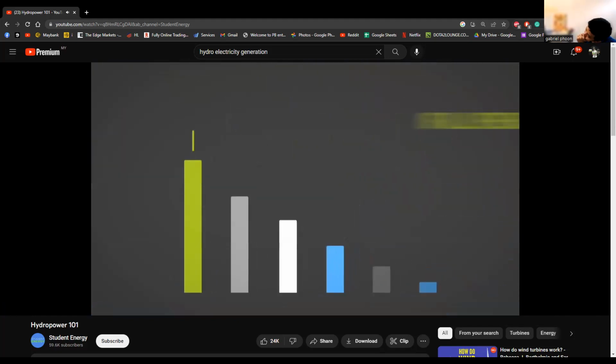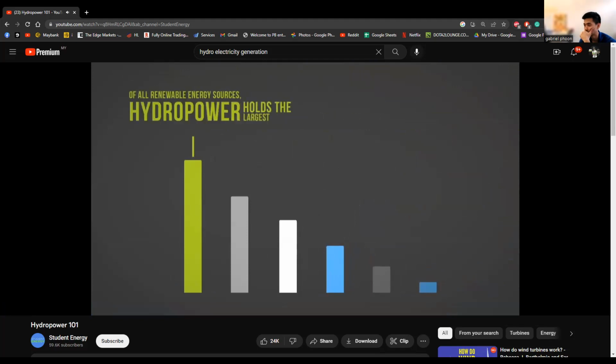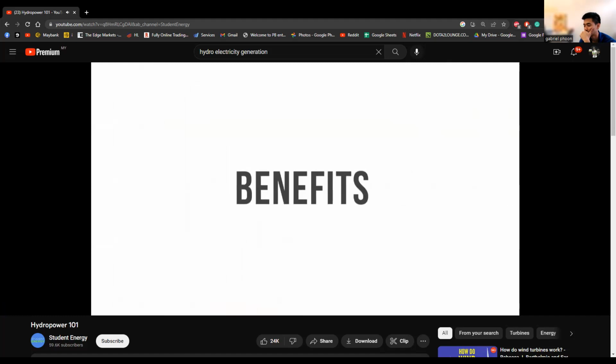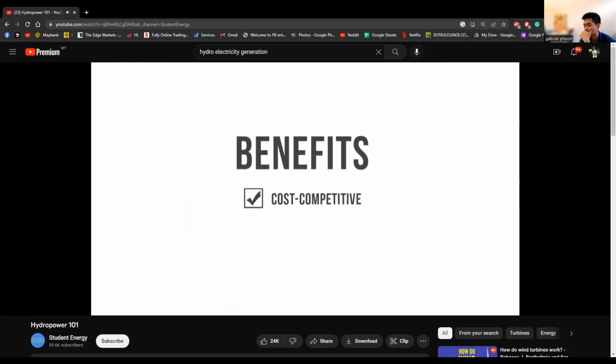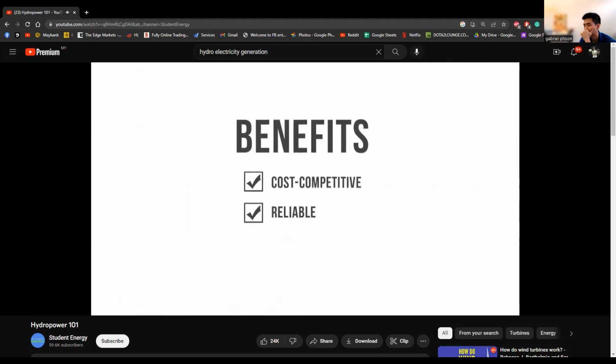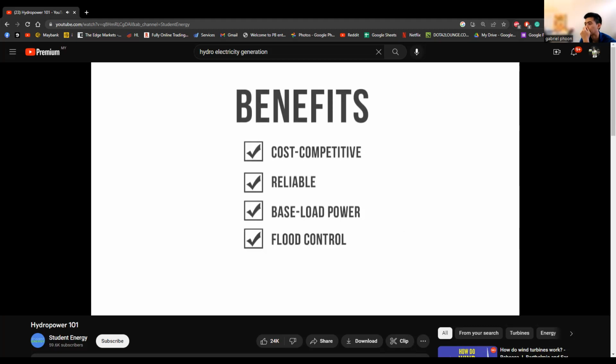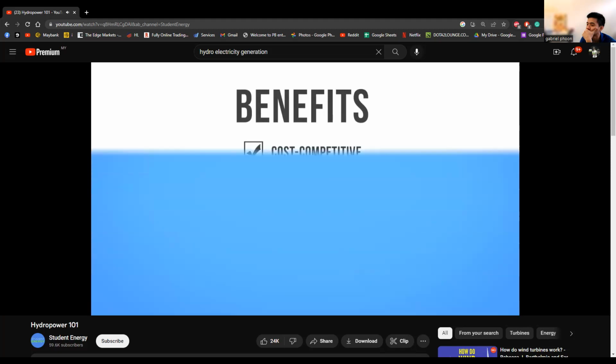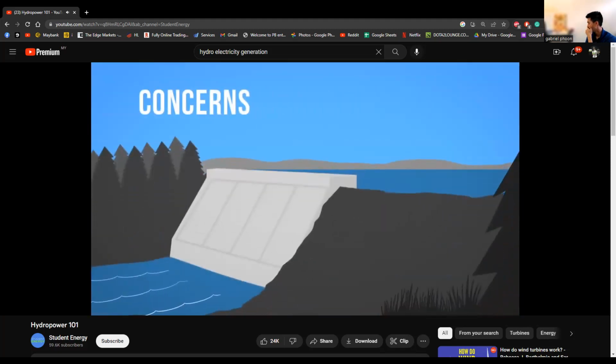Of all renewable energy sources, hydropower holds the largest share of worldwide electricity production. Hydropower has several benefits. It is a cost-competitive form of electricity, even though the initial building cost can be high. It is quite reliable compared to other renewable options and pairs well with other sources as it can be used as baseload power. In some cases, dammed reservoirs can also help with flood control and be a reliable water supply for communities. There are also some concerns with hydropower, especially when it comes to large dams.